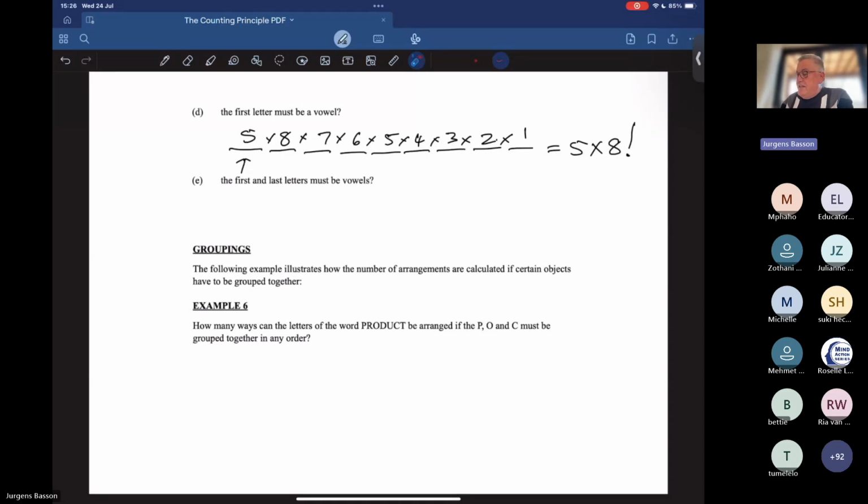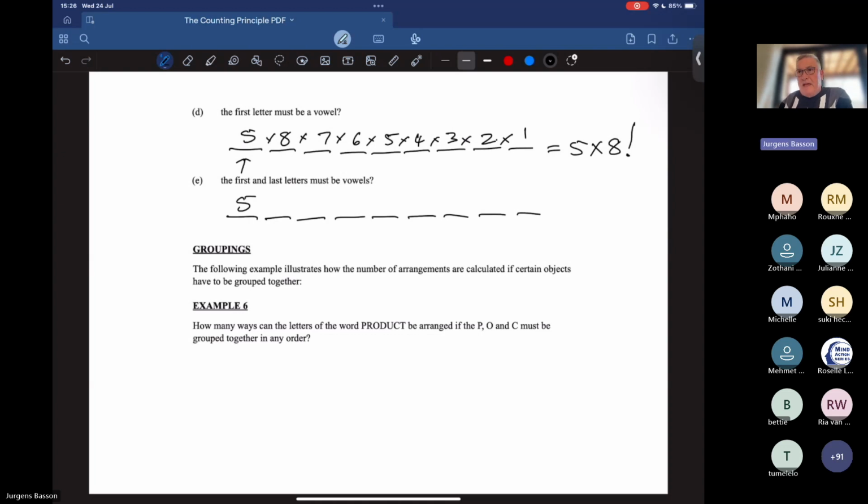Now, as you can see on the last one, I'm back again on the vowels. So say 1, 2, 3, 4, 5, 6, 7, 8, 9. And I say the first position is a vowel. So that is 5 of them.